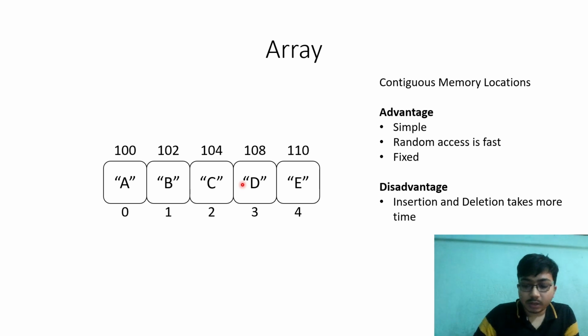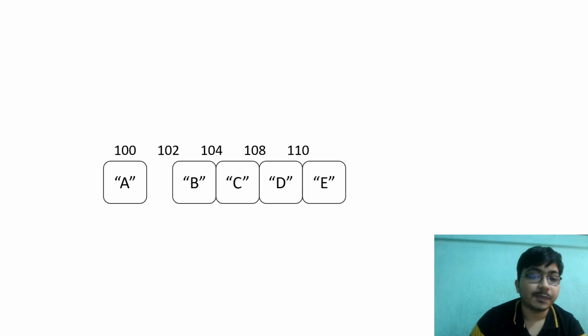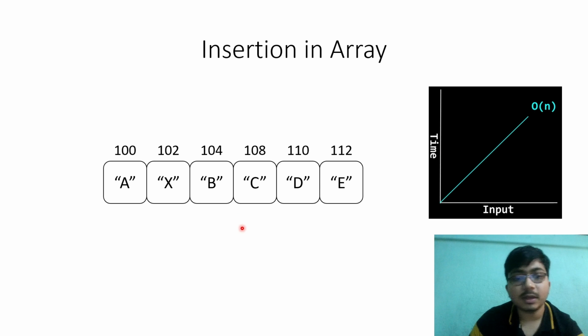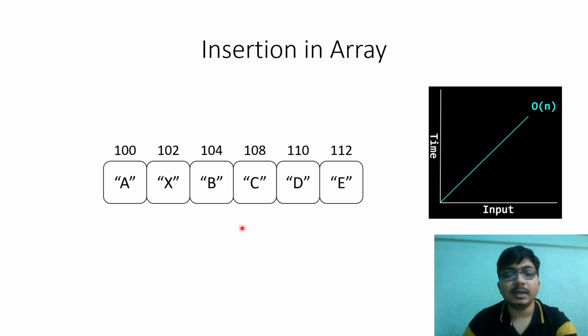But there's also a very big disadvantage. That is, if I want to insert an element in the middle of this array. So if I want to insert an element between the zeroth and first element, one more thing to note is that the index always starts from 0, not 1. Okay. So if I want to insert an element between zeroth index and first index, then I will have to move all the other elements out of the way first and then insert it.